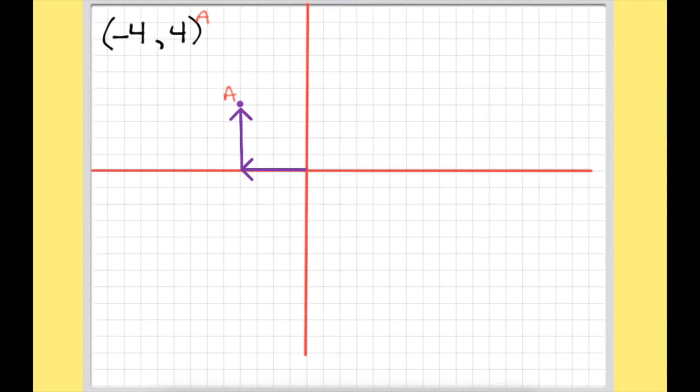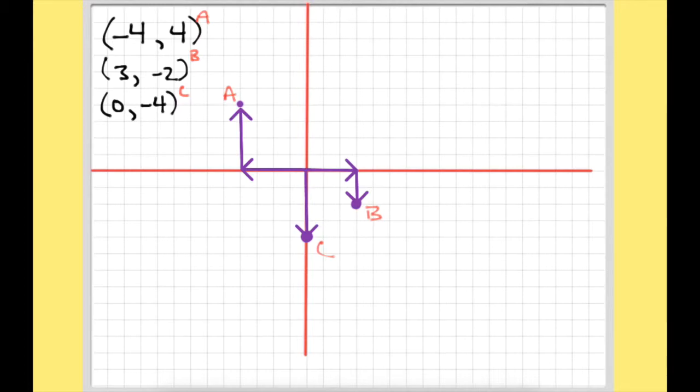The next point we'll call B is 3, -2. So we go +3 in the x direction and -2 in the y direction. And that's where we put point B. The last point we'll call C. Its coordinates are 0, -4. So we don't go anywhere in the x direction. We just go 4 in the negative y direction to right here. And that's where we put C.